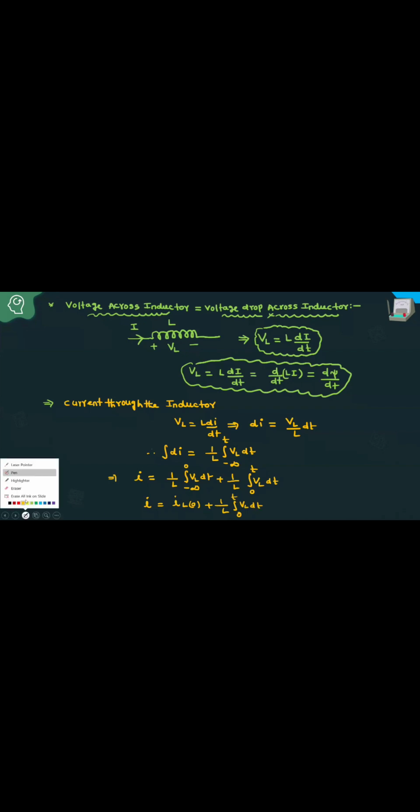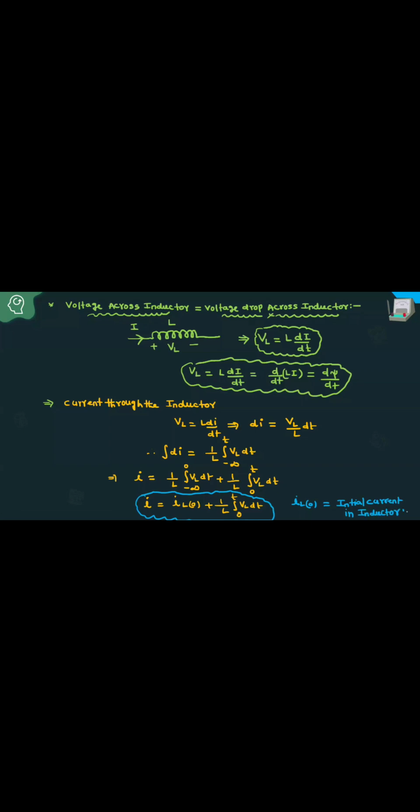This is also very important. If the initial current in the inductor is given, you have to take this one, where IL of 0 equal to the initial current in the inductor. The initial current in the inductor equal to IL of 0.